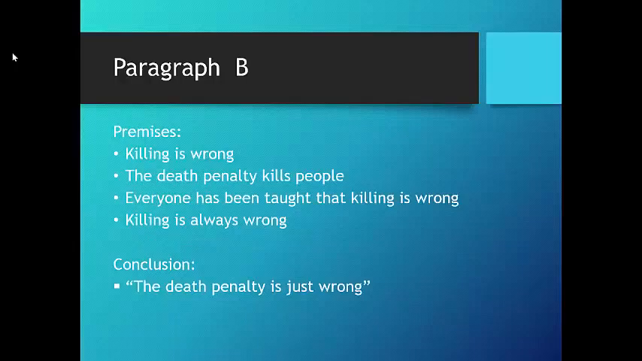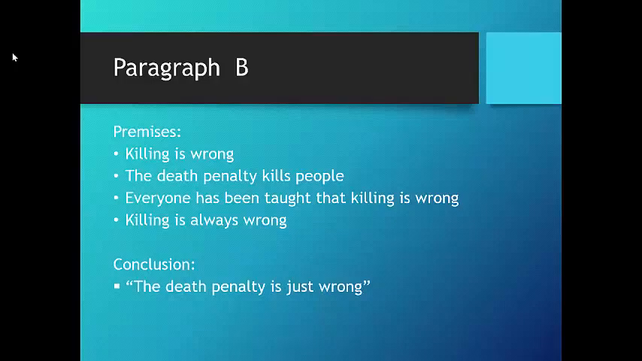Hopefully you thought it was stronger than the second argument, which seems very repetitive. So a lot of people get really frustrated with this one. We see the word wrong occurring in 3 out of the 4 premises in addition to in the conclusion. So this argument really isn't saying very much, right? We know that this person thinks that killing is wrong and the death penalty is wrong because it's killing people.